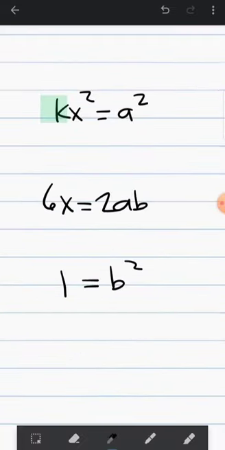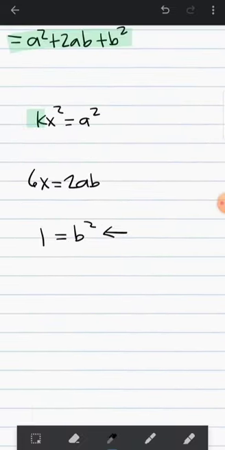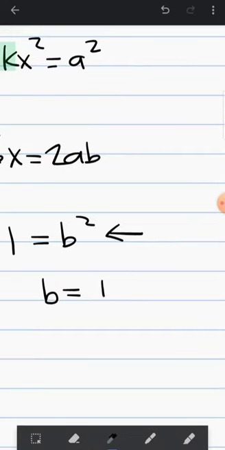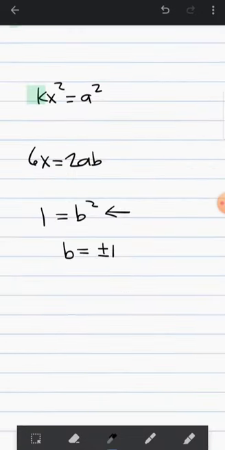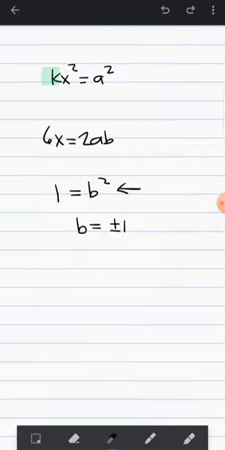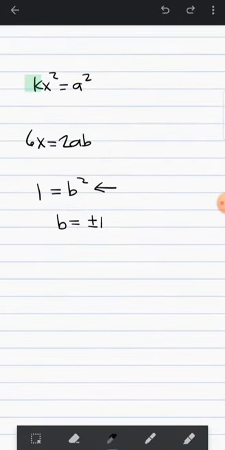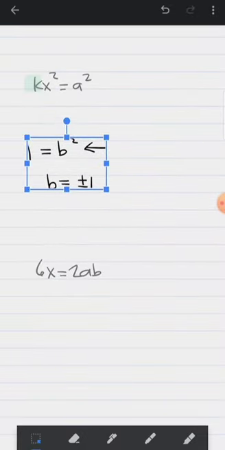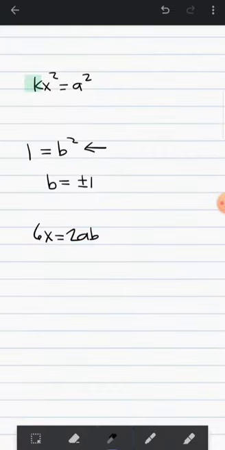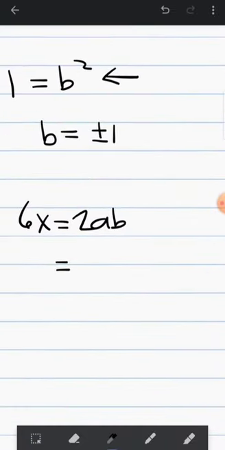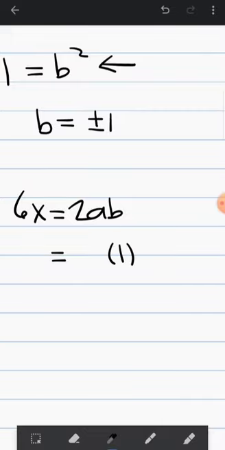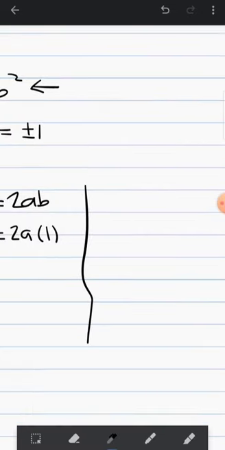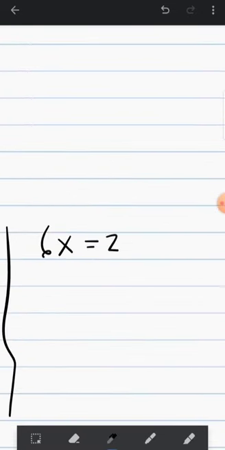Let's say we start here at this equation. Since 1 is equal to b squared, b could either be plus or minus 1, positive or negative 1. Now that we have b, we can plug that into this equation above this one. So if we insert the value of b, which is 1 for this case, we have 2a, then here 6x. Then for the other one, 6x equals 2a times negative 1.